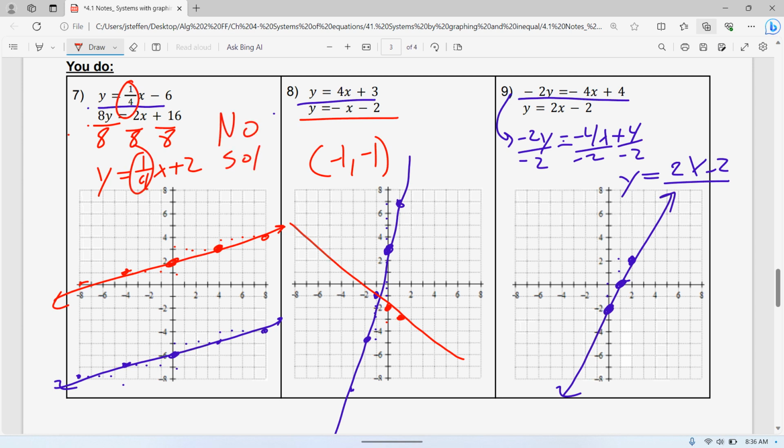They will never intersect. There's no ordered pair you can put in there that will work for both of them. Again, there's a lot of them you'll put in for the blue line that'll work. There's a lot of them you put in for the red line that work, but there's none that work for both of them, and that's the solution we're looking for.